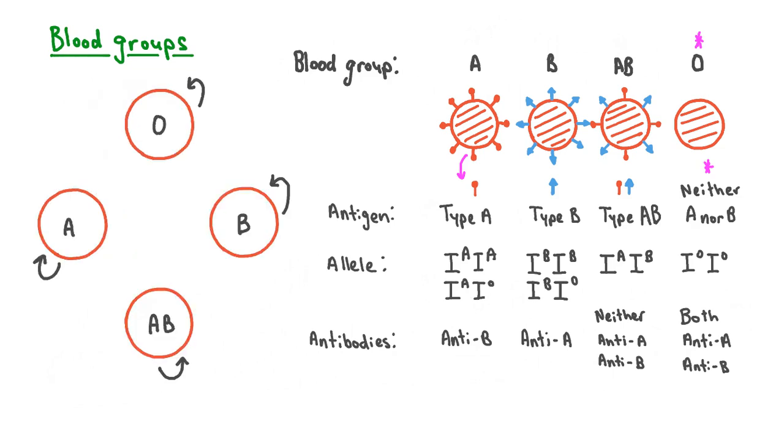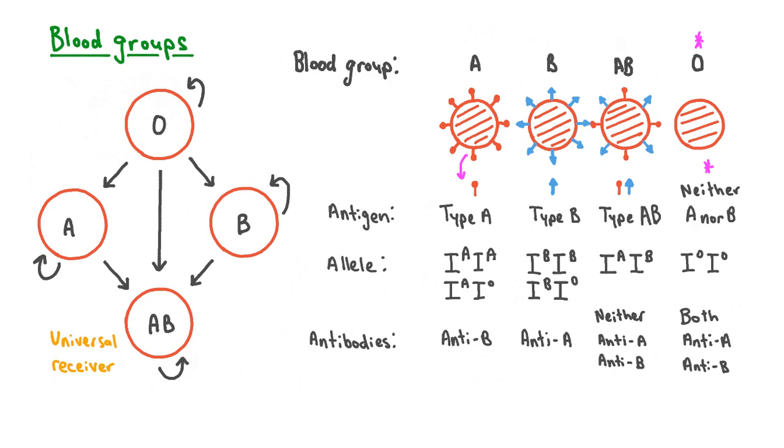Everyone is able to receive blood from their own blood group. However, some people can also receive blood from other blood groups. Because blood group AB doesn't produce antibodies against type A or type B antigens, it can receive blood from any of the other blood groups. People with blood group AB are therefore sometimes called universal receivers.